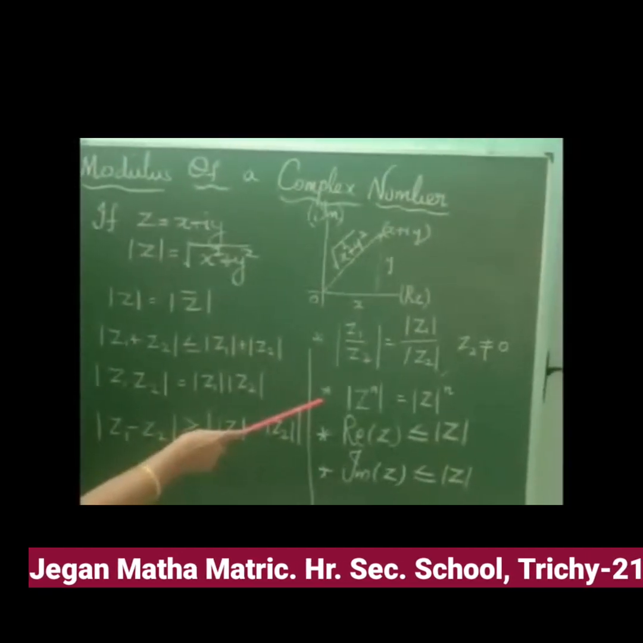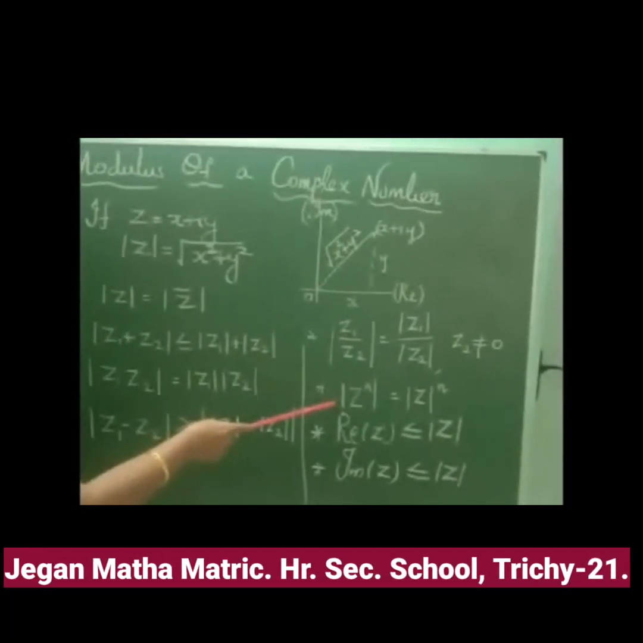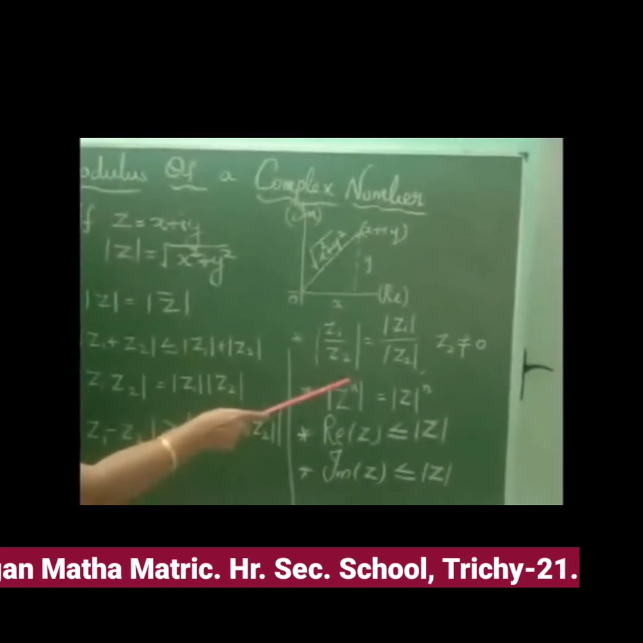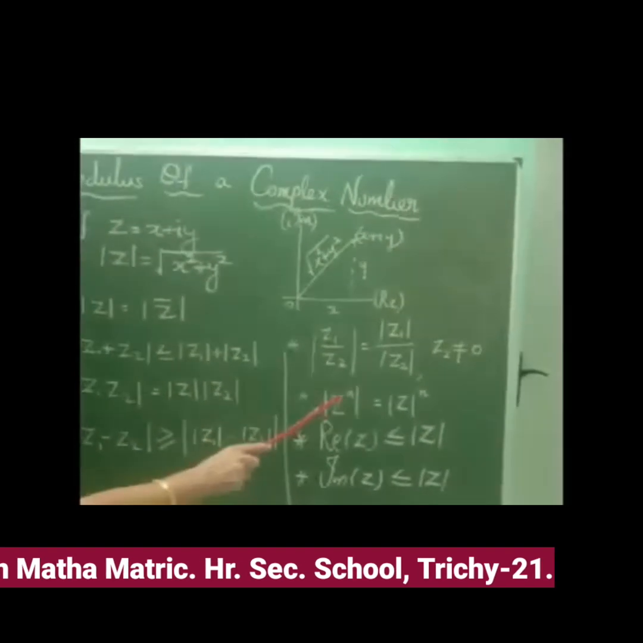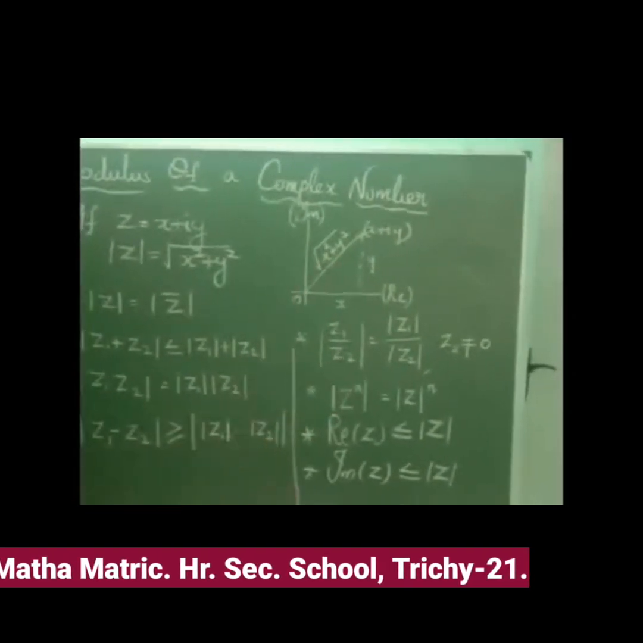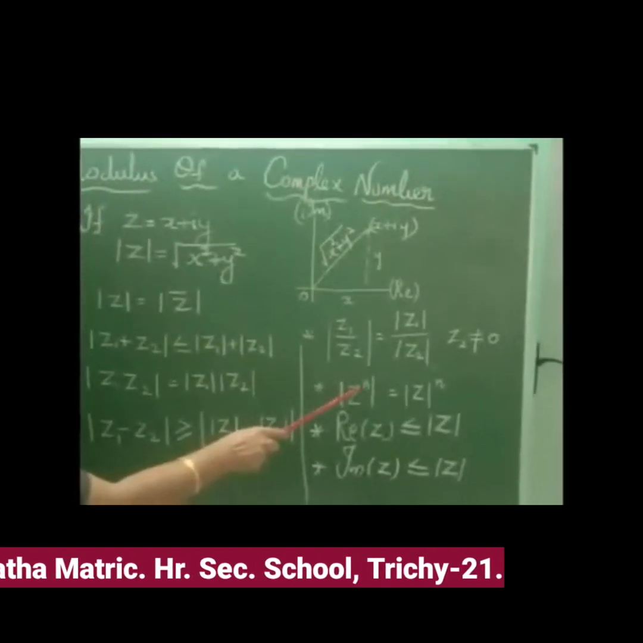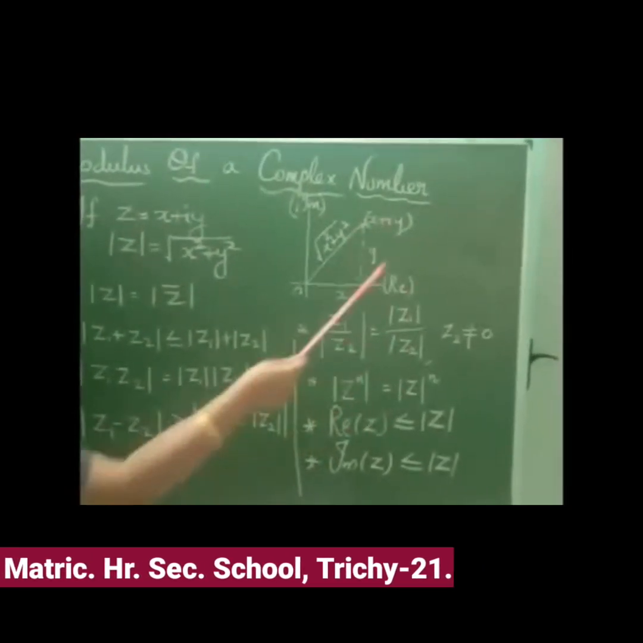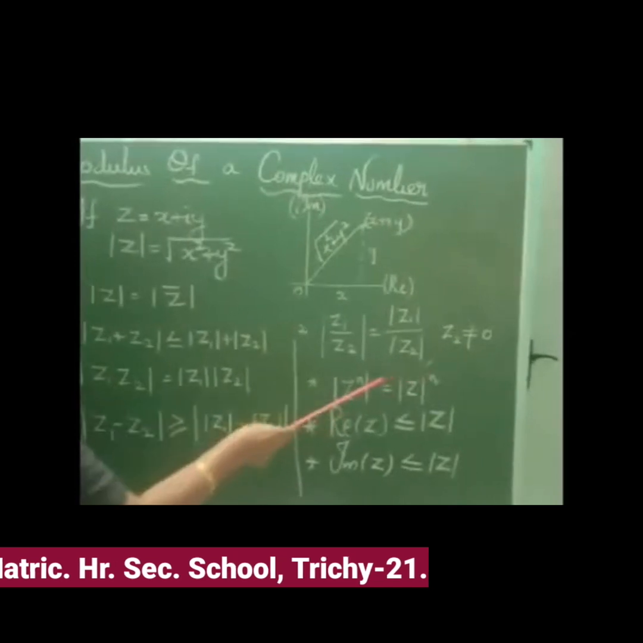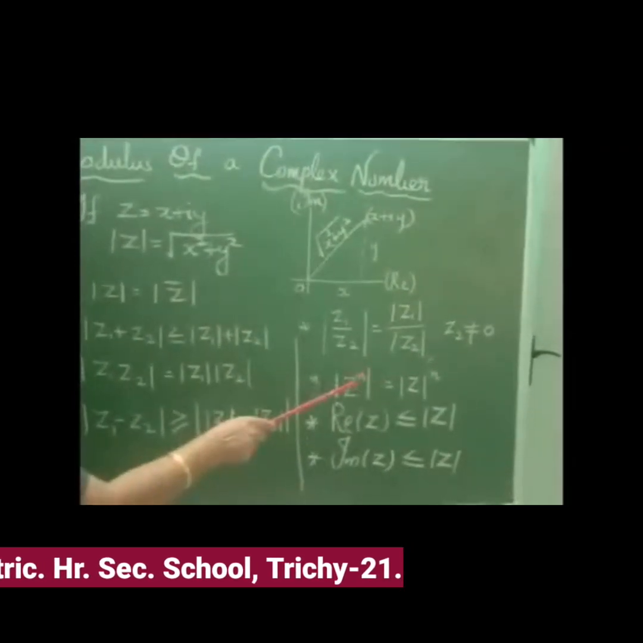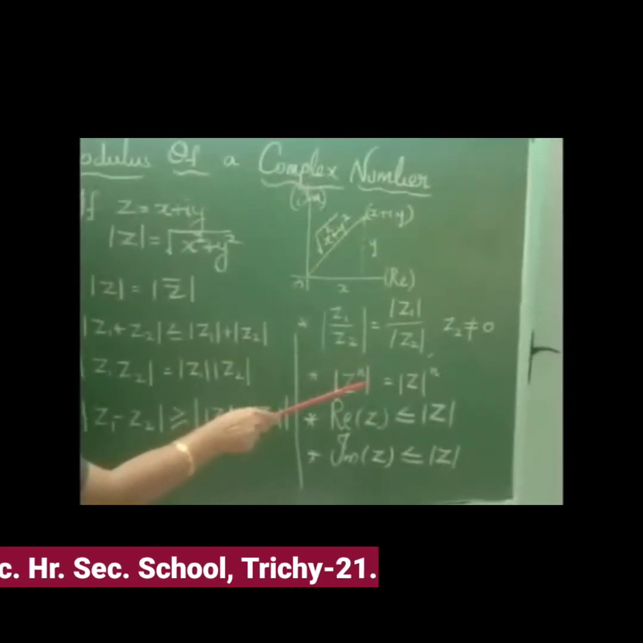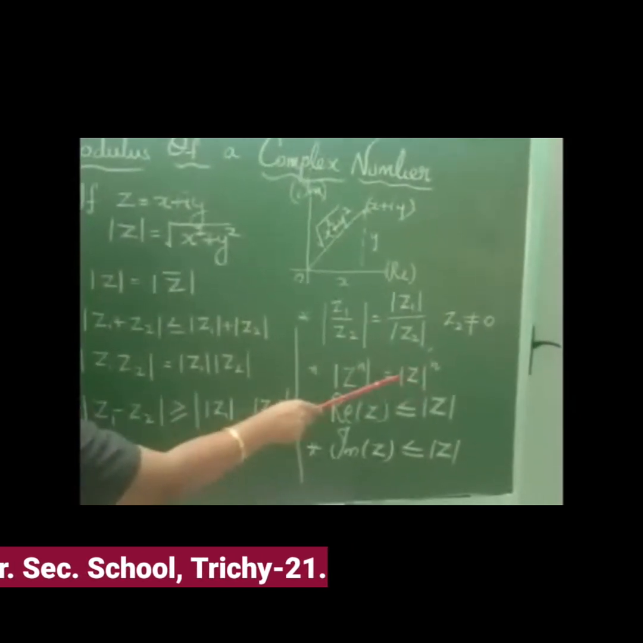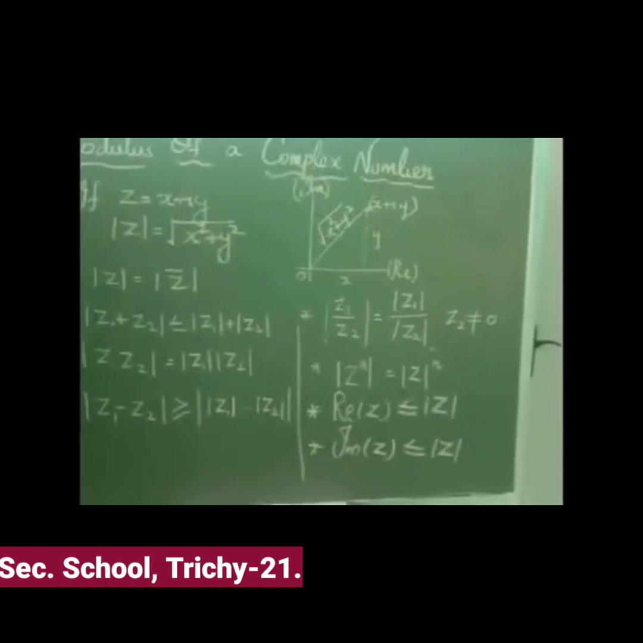Then the next property is modulus of z power n. Any value given in the power, we can take out of the modulus. That is, modulus of z power n is nothing but modulus of z, the whole power n. Here we have this n inside the modulus; this value must be equal to modulus of z the whole power n.